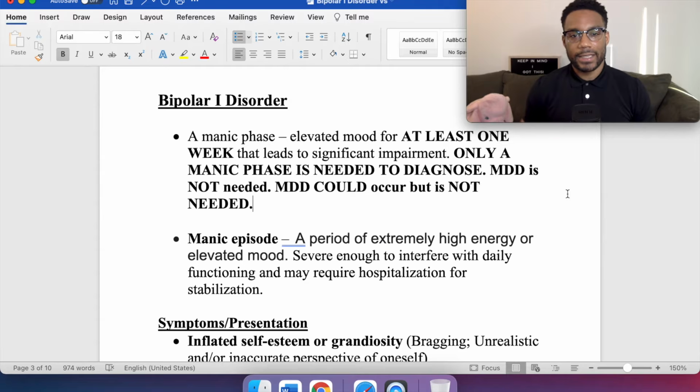Okay, so now let's get into breaking it down. So with bipolar 1 disorder, a manic phase, that's the main giveaway. A manic phase is elevated mood for at least 1 week that leads to significant impairment, such as hospitalization. Only a manic phase is needed to diagnose. MDD, which is major depressive disorder, is not needed. MDD could occur, but not needed.